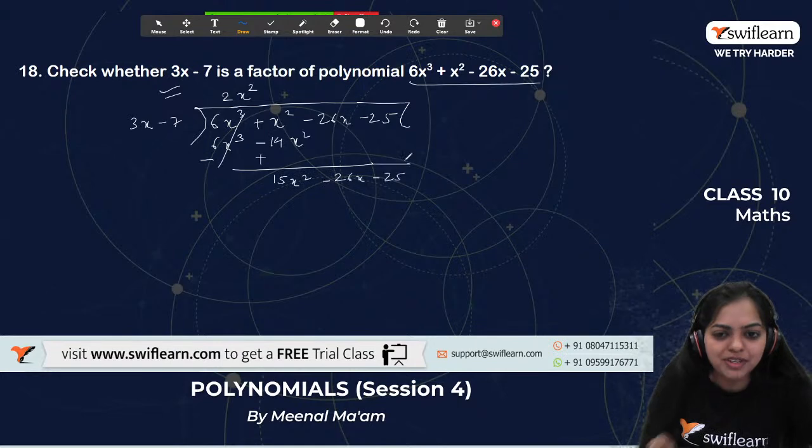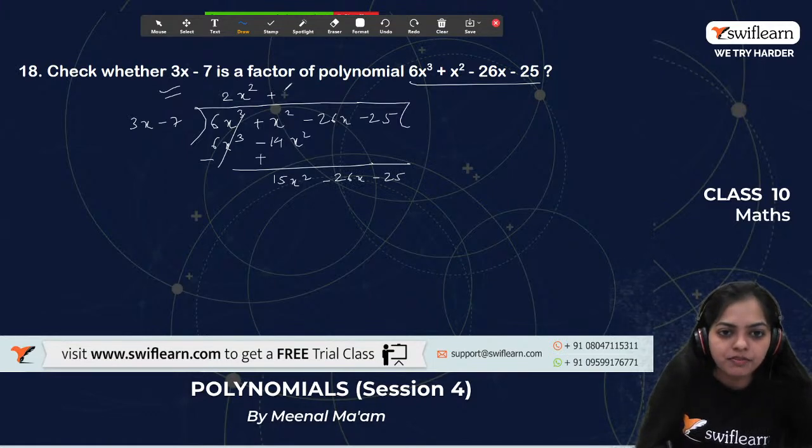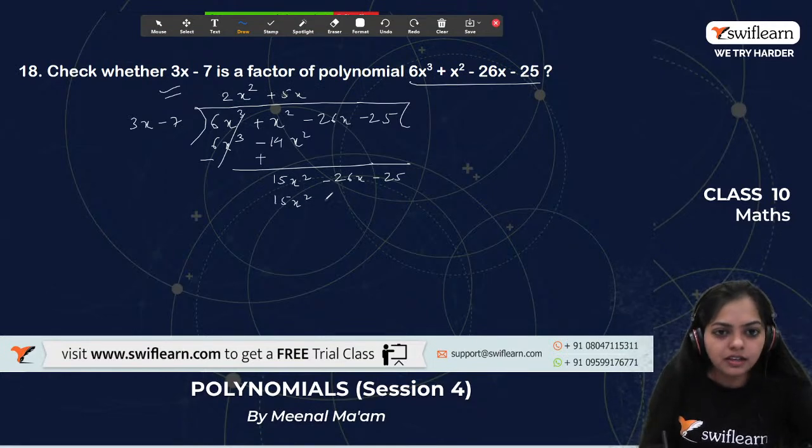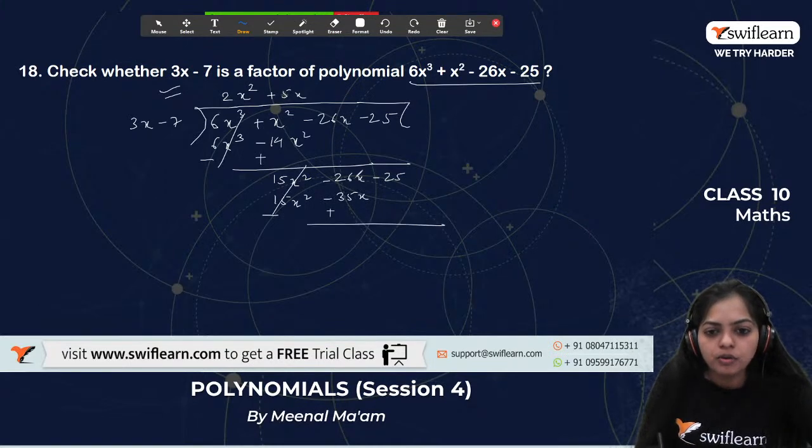Okay, everyone? Now what will I multiply to make 3x into 15x square? Plus 5x. 3 times 5 is 15x square, and here 7 times 5 is 35, minus 35x. These cancel. Now minus 26x plus 35x, what do we get? Positive 9x, minus 25.